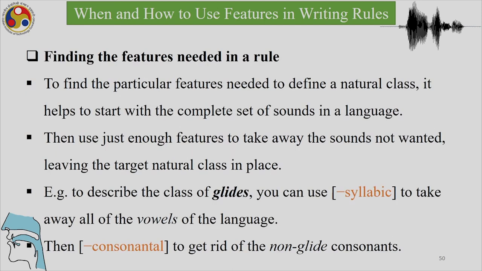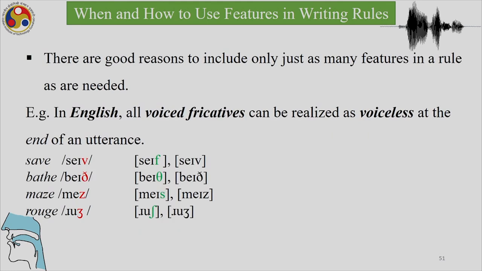So how do we find the features needed in a rule? To find the particular features needed to define a natural class, it helps to start with the complete set of sounds in a language. Then we use just enough features to take away the sounds not wanted, leaving the target natural class in place. To describe the class of glides, we can use minus syllabic to take away all the vowels of a language. Once we say minus syllabic, the vowels are not there in the natural class. Then minus consonantal gets rid of all the non-glide consonants. There are good reasons to include only as many features as are needed.